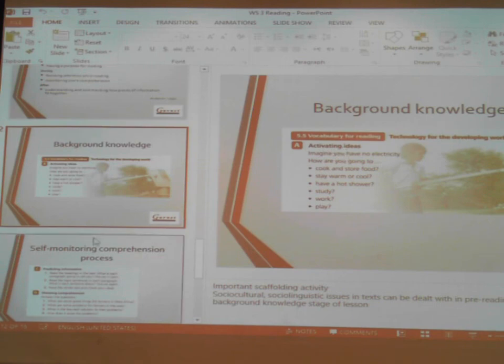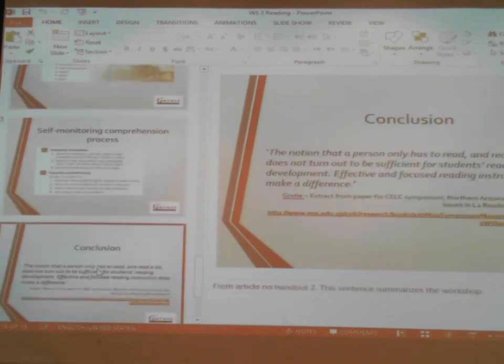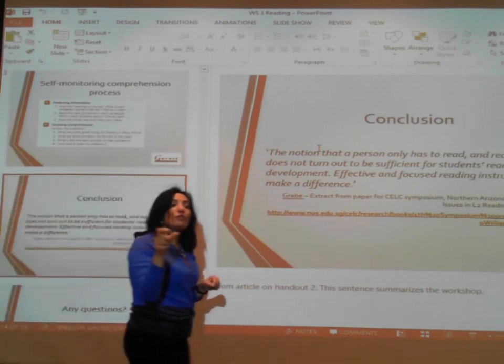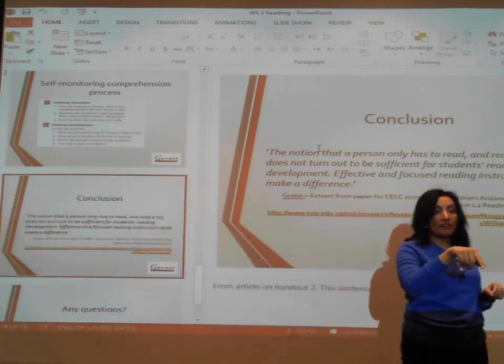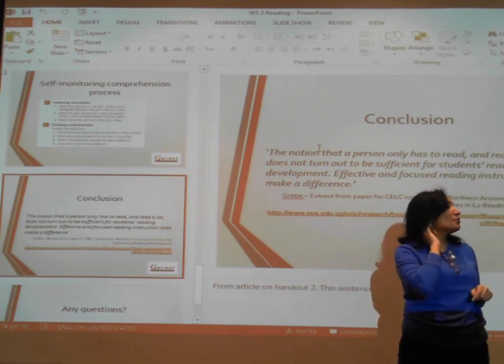When you activate ideas, then you move on to predict information when you master the structure of the reading comprehension and so on. So the conclusion is the notion that a person only has to read and read a lot does not really turn out to be sufficient for students' reading development. Because they might have read, but they got 5% of the overall content of the passage, or 5% of the overall organization that they're supposed to master.